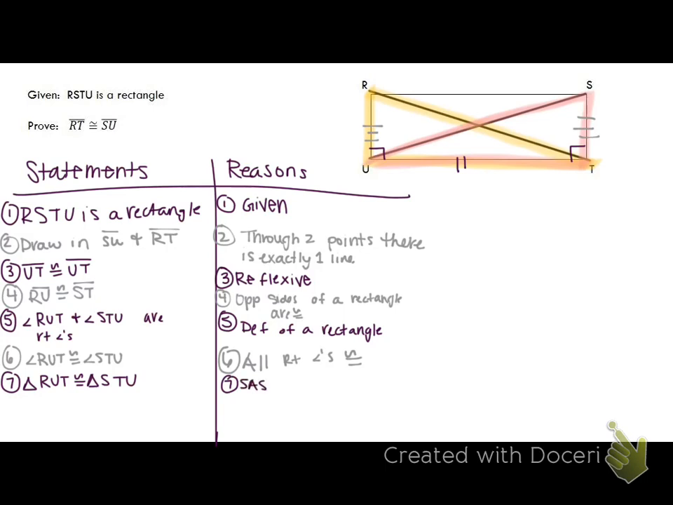Which means that we can use CPCTC now to say that these diagonals are congruent. So do you see how RT and SU line up in our triangle congruent statement? RT and SU line up in there. So we can use corresponding parts of congruent triangles are congruent.